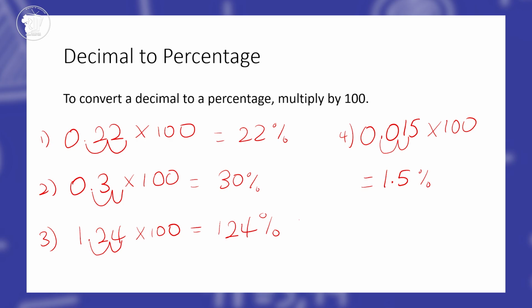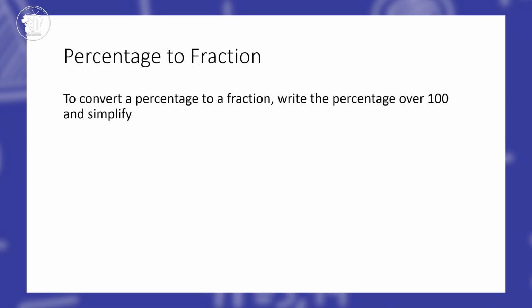Let's move on to another set of examples. Now we want to convert from a percentage to a fraction. So to convert from a percentage to a fraction, all we do, we write the percentage over 100. Because we know percentage is out of 100, so we just write it over 100 to convert it to a fraction. Then we simplify it to its lowest terms. So let's say we wanted to convert 26% to a fraction. So this will simply be 26 over 100.